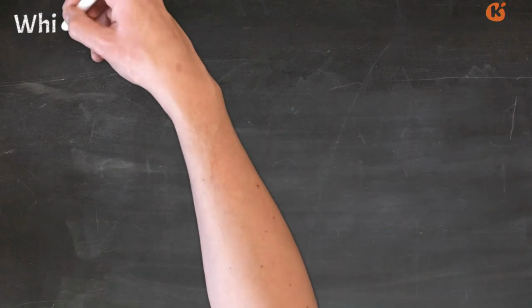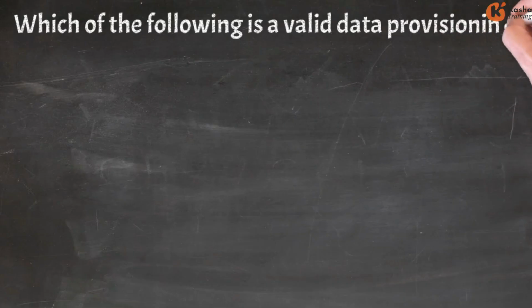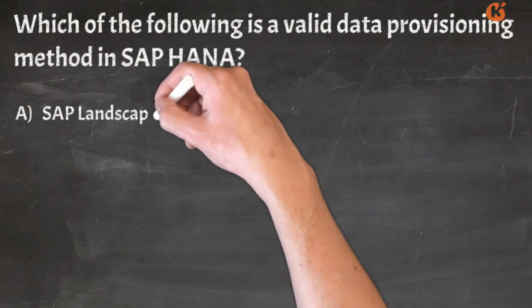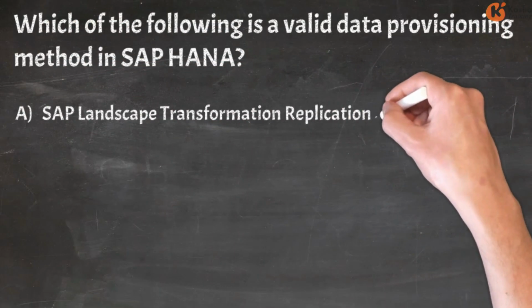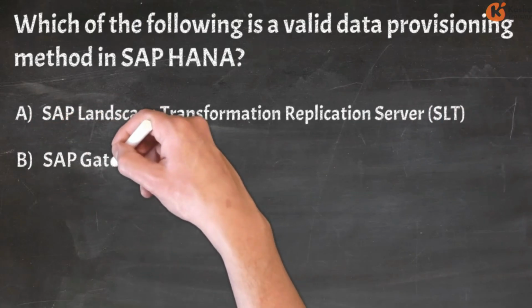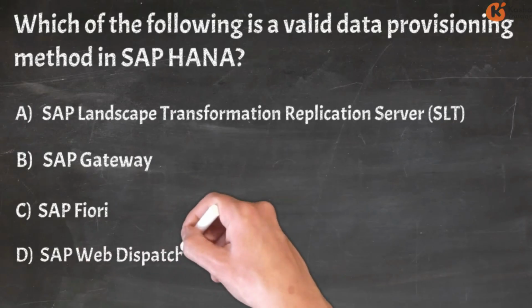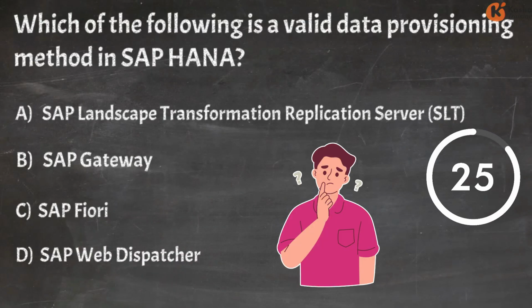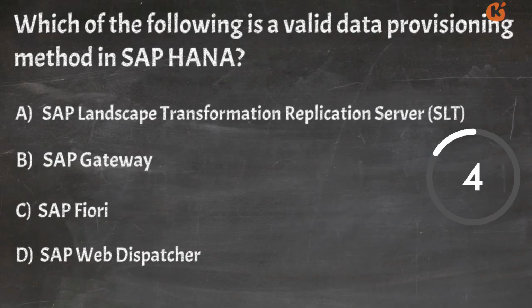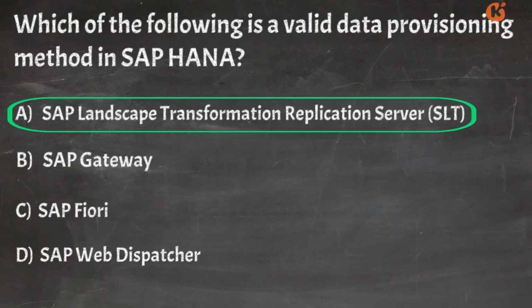Question 18. Which of the following is a valid data provisioning method in SAP HANA? A. SAP Landscape Transformation Replication Server, SLT. B. SAP Gateway. C. SAP Fiori. D. SAP Web Dispatcher. Correct answer A. SAP Landscape Transformation Replication Server, SLT.